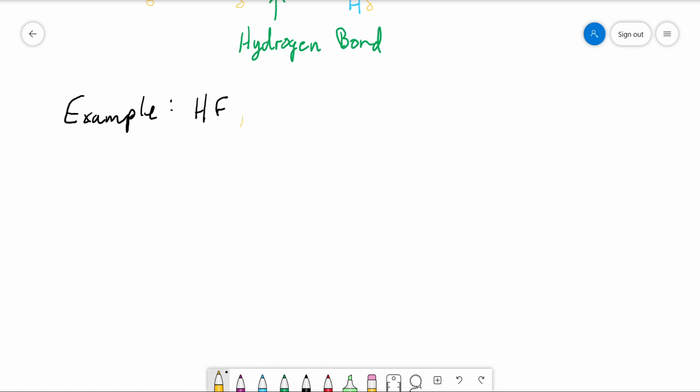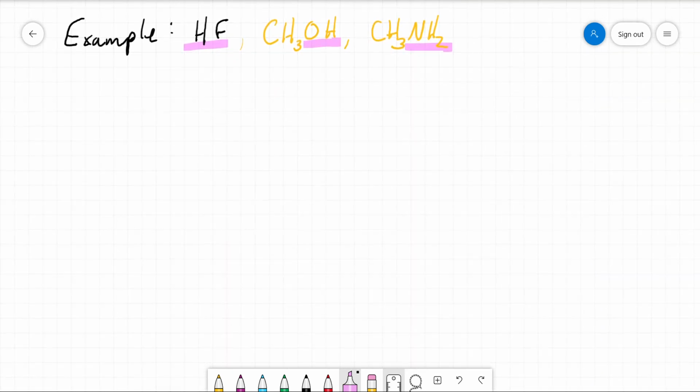So water obviously is already up there. CH3OH, CH3NH2. You've got to have that NH or OH. That's what we're looking for. And then again, HF, but that's the only time you're going to run into that. So let me draw that graph I was just mentioning.